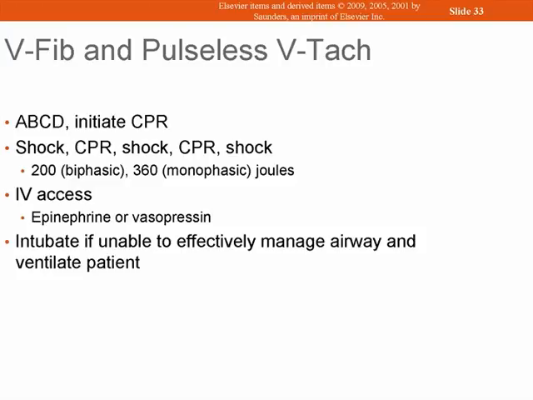Okay? You want to do an IV access and give either epinephrine or a dose of vasopressin. If you give a dose of vasopressin, it can be repeated times 1, and you give like 40 milligrams. Epinephrine can be given once every 5 minutes. You want to intubate a patient if you are unable to effectively manage their airway and ventilate that patient. If you are able to do so with an ambu bag and a mask, you can continue to do that until it becomes necessary to intubate a patient.